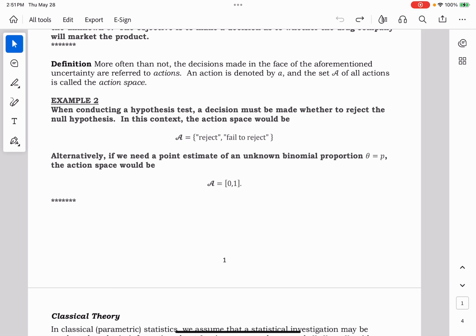Alternatively, we might be wanting to give a point estimate of some unknown, like a binomial proportion, and of course that's another classical statistical problem that's usually done based on data. But in that case, the action space, right, the set of values from which theta could come, would be the closed interval from 0 to 1, as you see there.